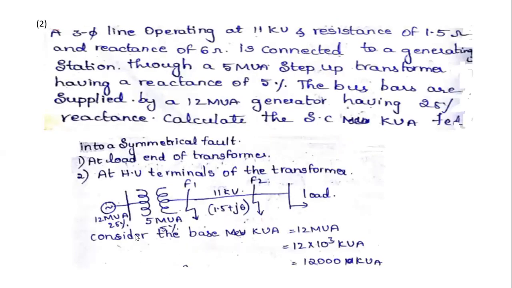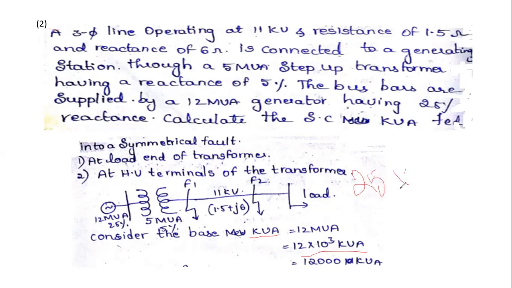Sorry, this is the first, consider the base MVA, not KVA. Consider this is the base KVA. That is 12,000 KVA. Then first we calculate the generator G1. For generator G1, what is the reactance?